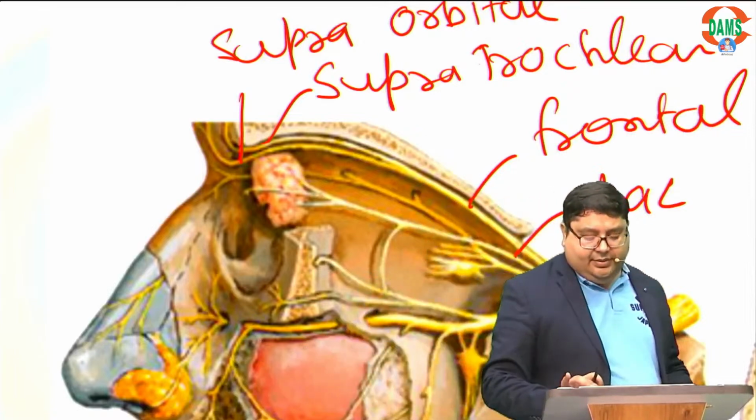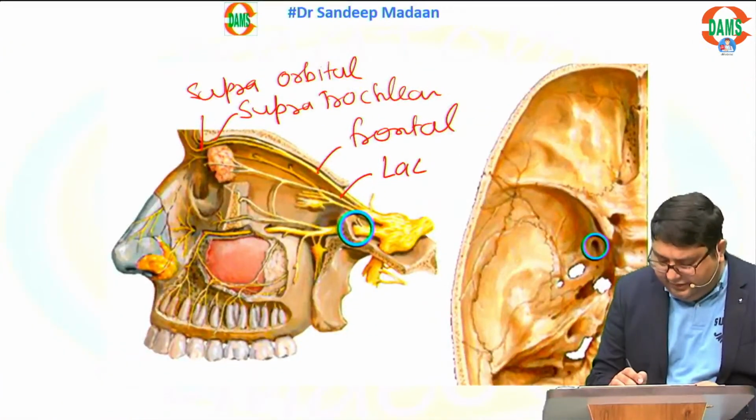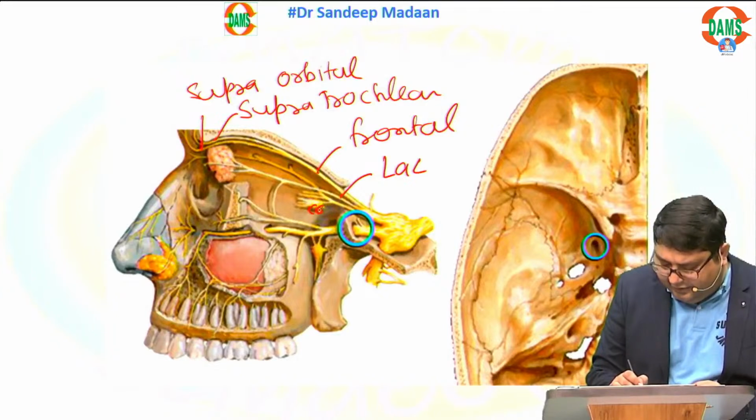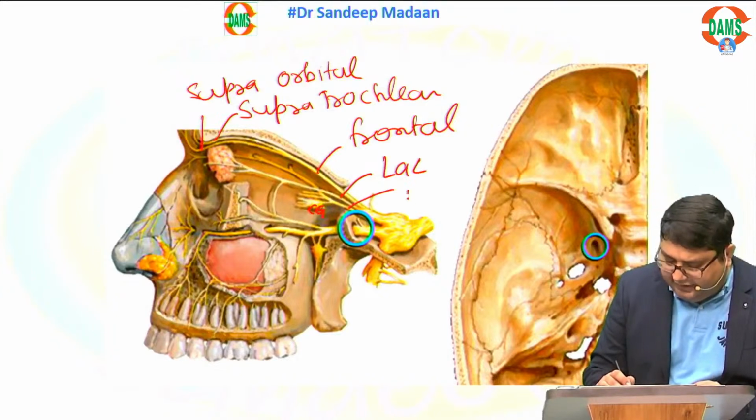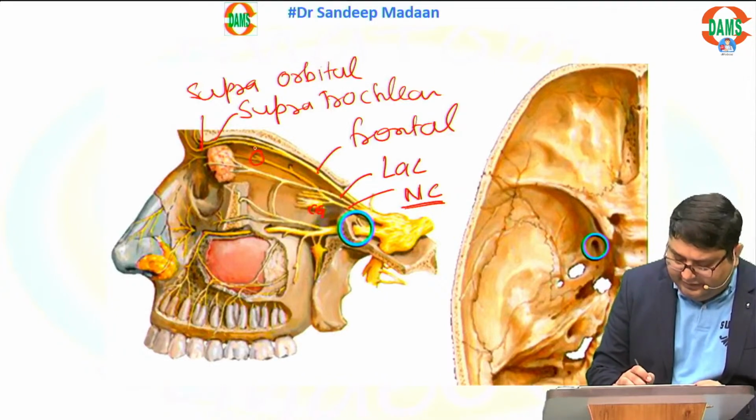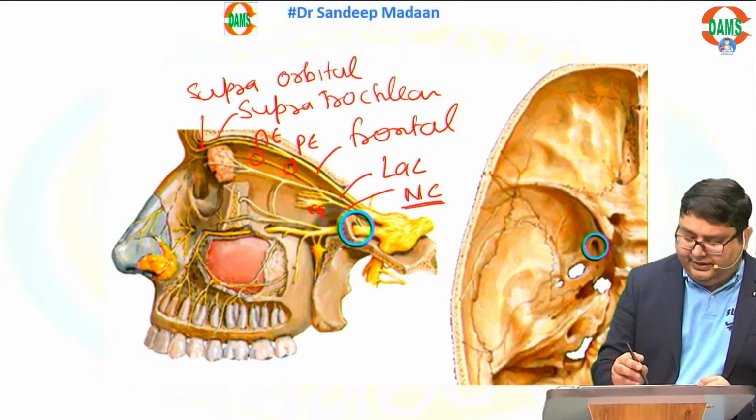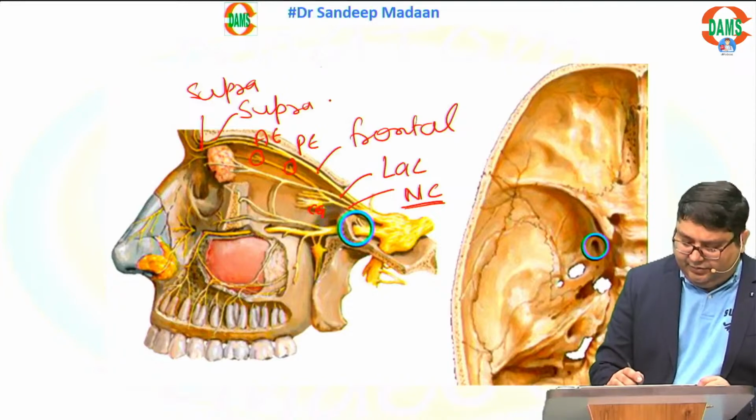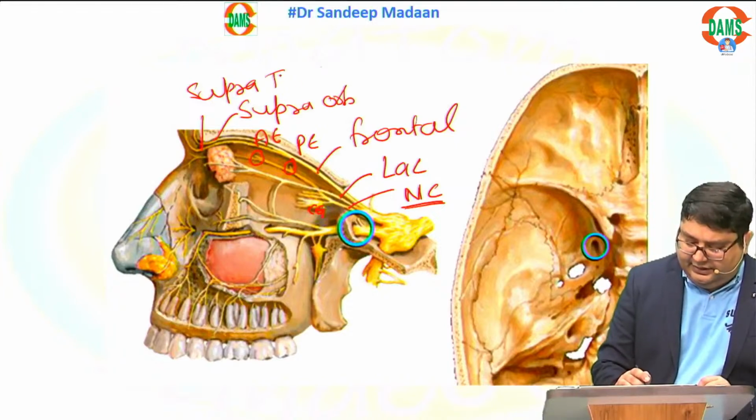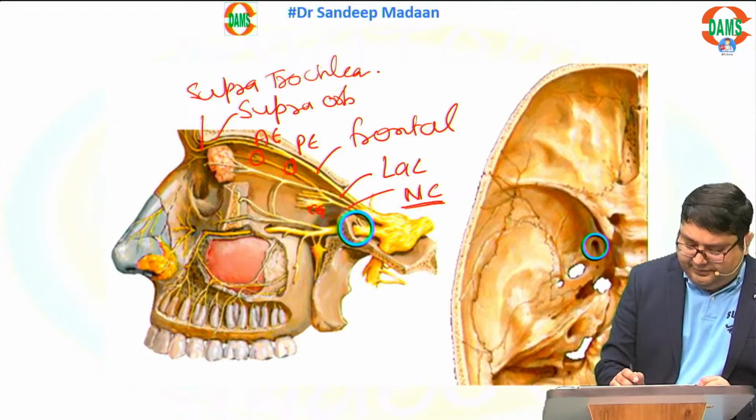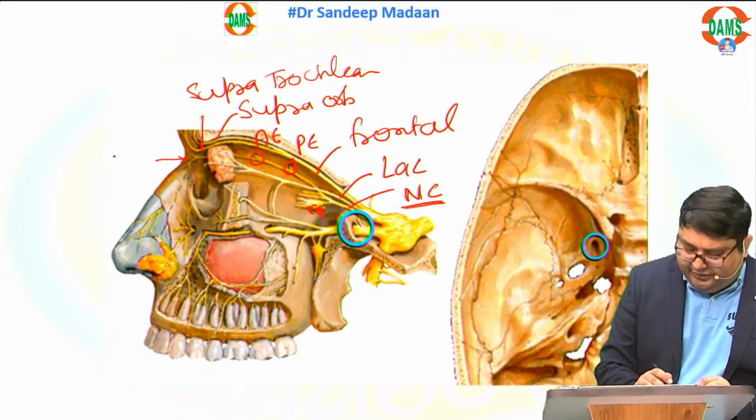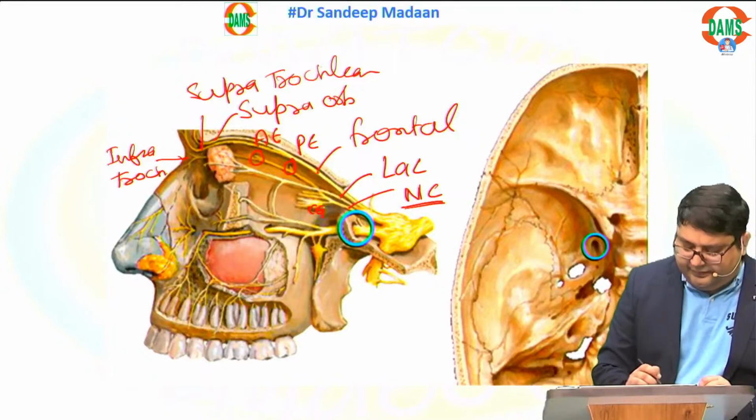So let me label here, the ganglion is the ciliary ganglion. The name of the nerve is nasociliary. Okay, this nerve is anterior ethmoidal, this nerve is posterior ethmoidal. Okay, now if you see, if this is supraorbital nerve, this is supratrochlear nerve, this nerve below will be infratrochlear nerve. All right.